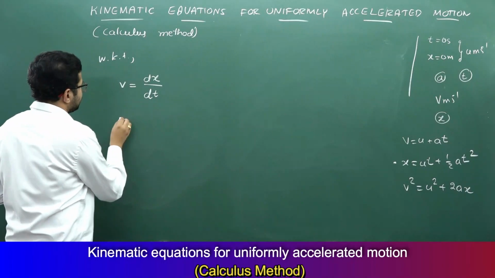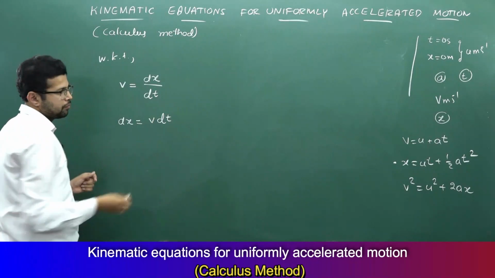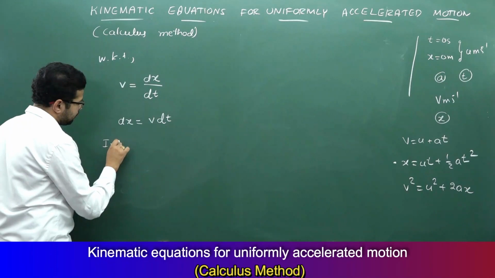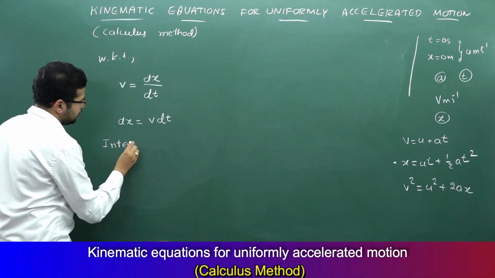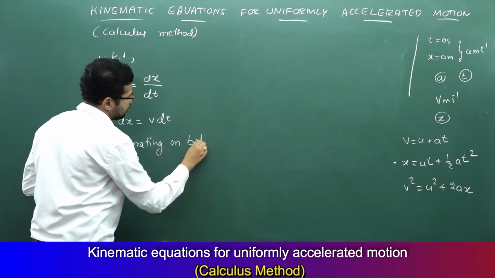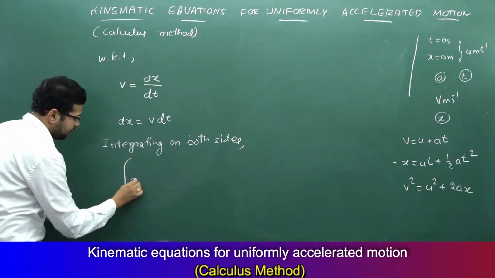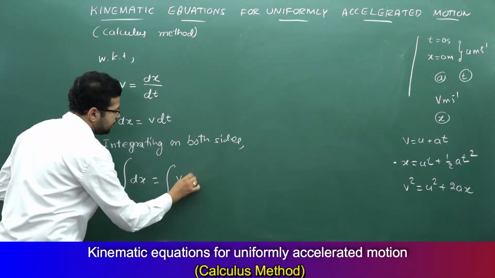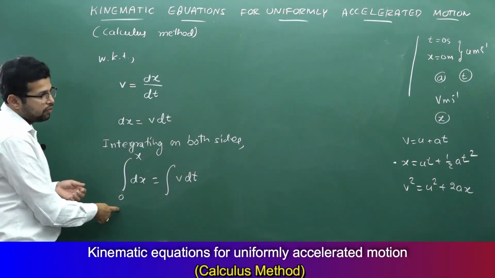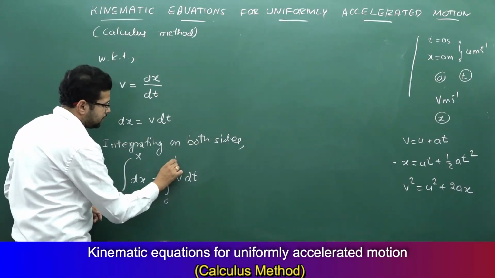Okay. So, dx is equal to v into dt. We will follow the same technique once again, integrating on both sides. What happens? Integration of dx is equal to integration of v into dt. X position changes from 0 to x, initial position is 0, finally it travels a distance x, we have written that there. Time changes from 0 to t.